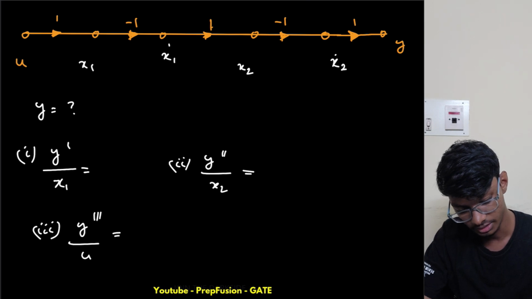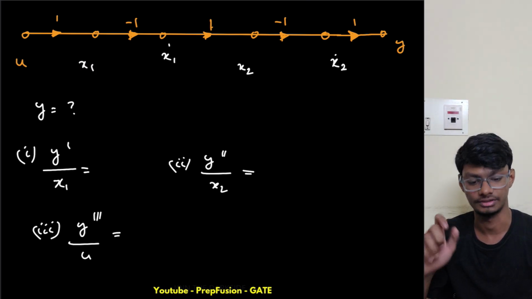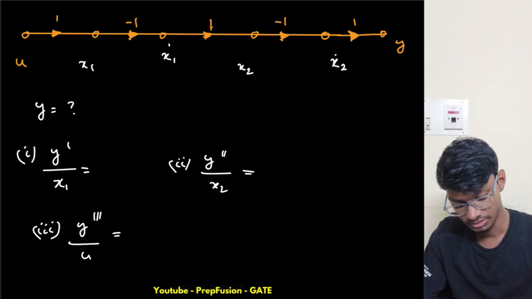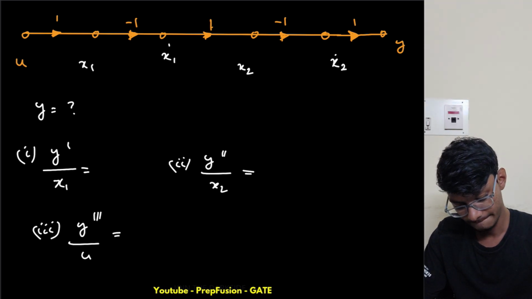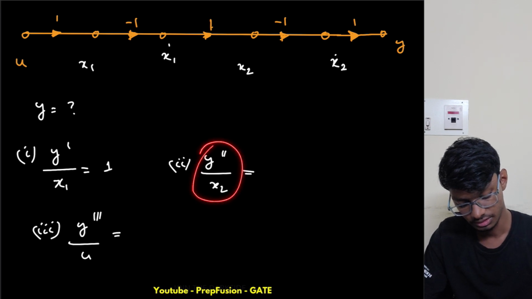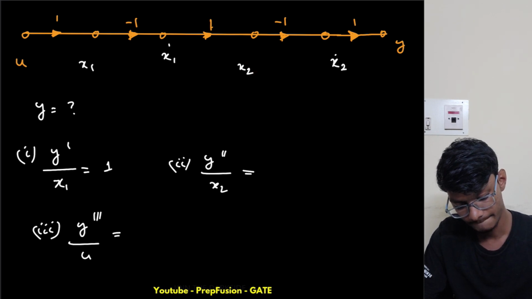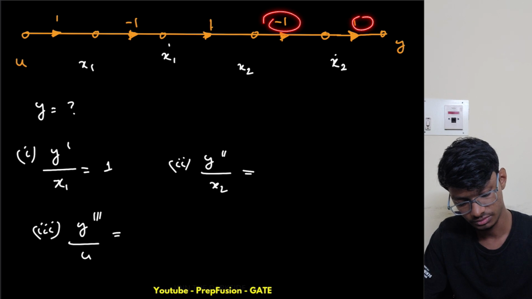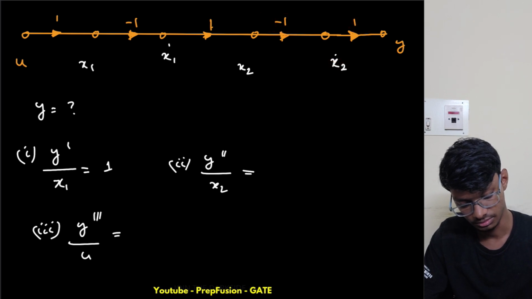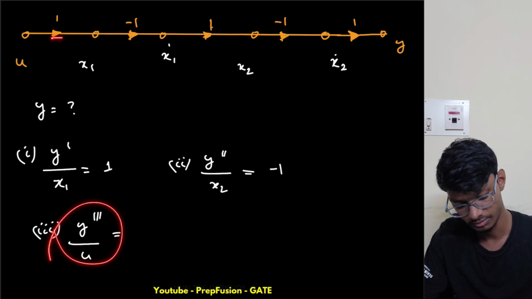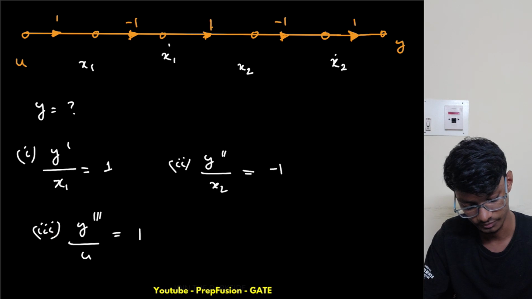So due to x1, what do I get? Sorry for the interruption actually. This one is simply x1, minus 1 times minus 1, so I get here 1. This one, x2, is minus 1 times 1, so this one is simply minus 1 only. And with respect to u, 1 times minus 1 times 1 times minus 1, so this one is plus 1 only.